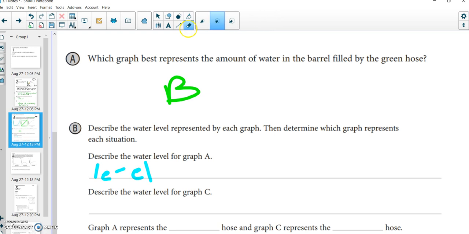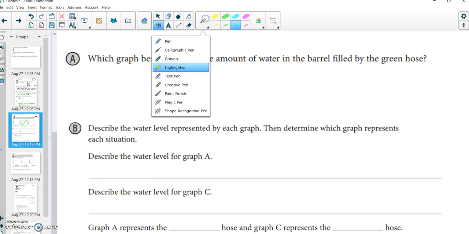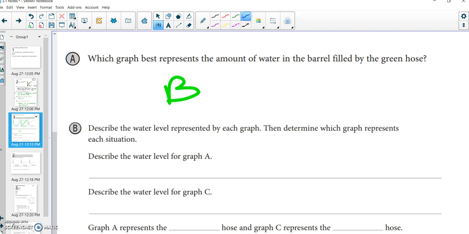Oh, right, this is not the kind of pen I want. There we go.